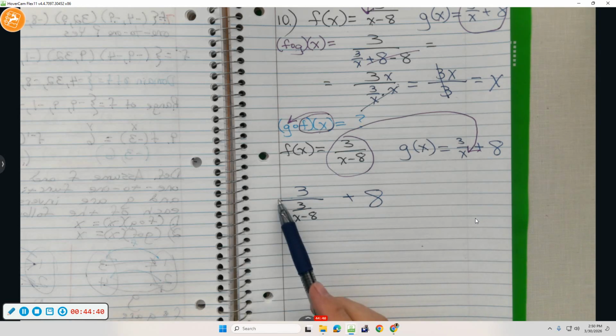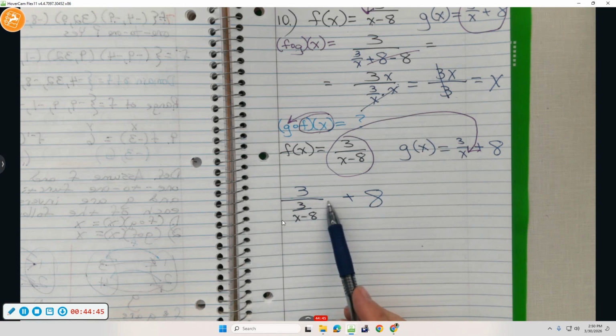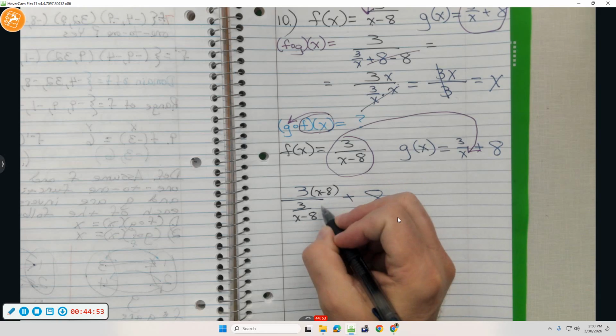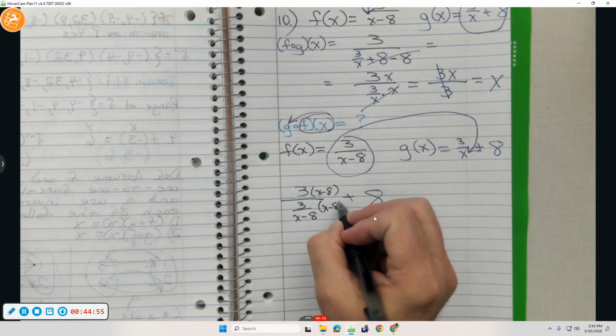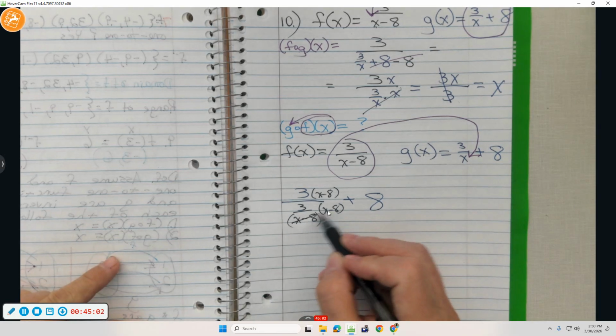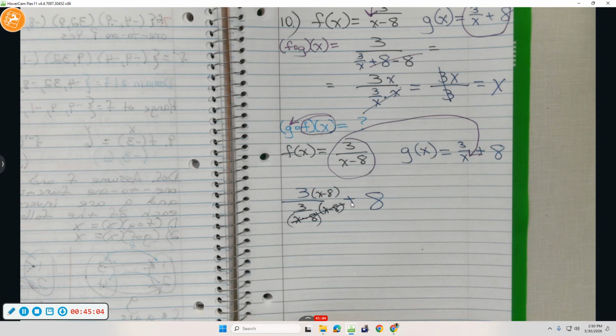The x minus 8 is the minor denominator. There's the major denominator. The x minus 8 is the minor denominator, so I'm going to multiply above and below by x minus 8. Don't worry, it's about to work out really nice. And then you can cancel the x minus 8s there.